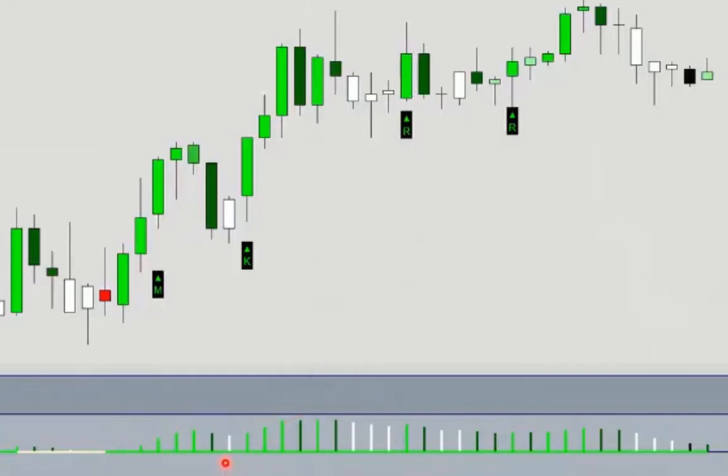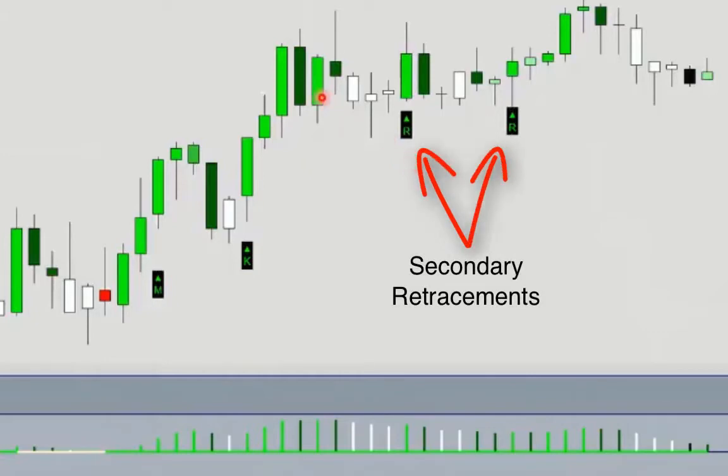And you can also activate an additional filter here in the price panel to state that you also want to see the upthrust bar with a close above the high of the setup bar. So price action is really showing us some aggressive buying is taking place here. Later on, as I said, we also see secondary retracement signals here.